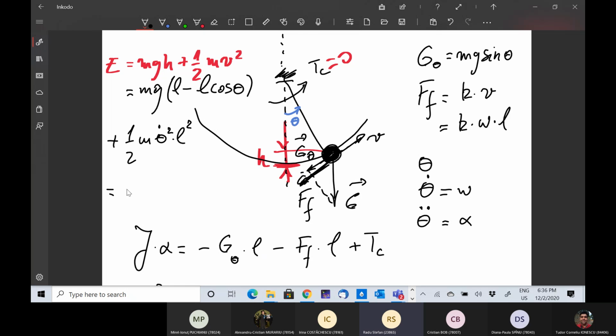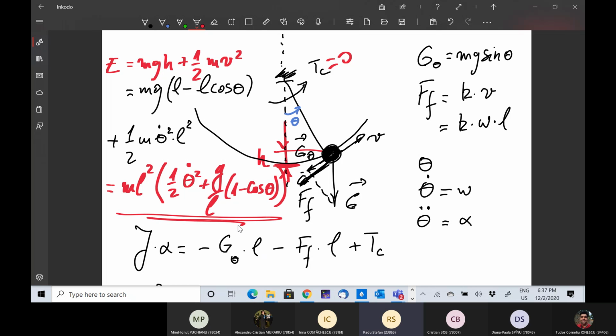And the expression of this is, if we get out, let me put it in red, why not? If we get out ml squared from the expression, we will obtain what we will obtain here. I will start with this one first: 1/2 theta dot squared plus g over L, 1 minus cosine theta. And this is the expression of the total energy of the function.